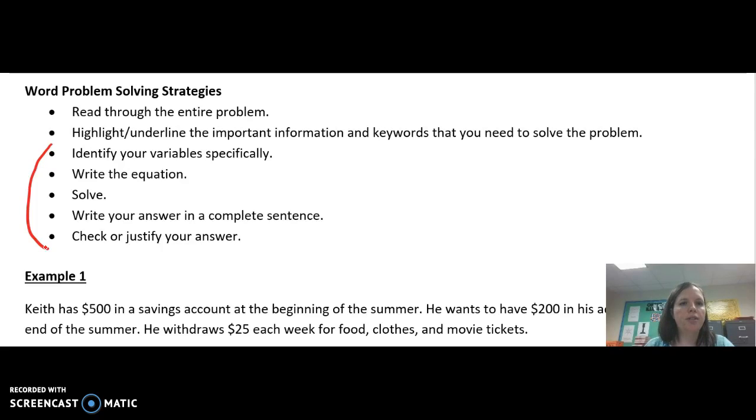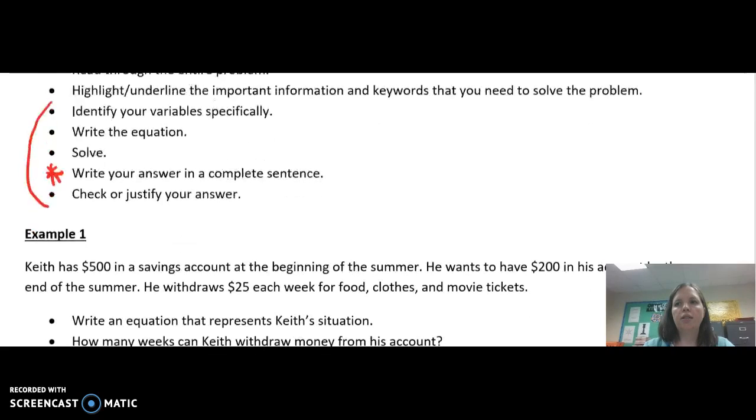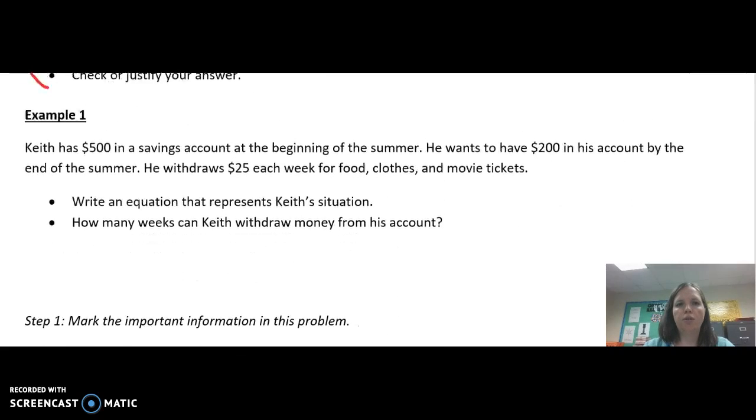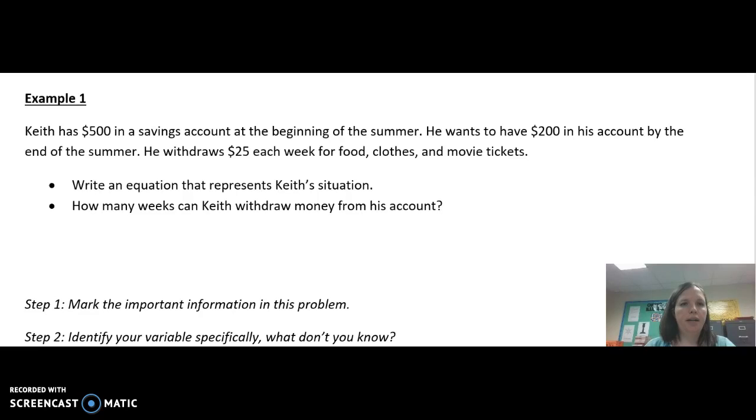Identifying the variable is going to be important. Different steps than most word problems you've done before. You're going to be writing equations, you're going to be solving the equations, and probably one that people forget, but I think is most important, is actually writing your answer and giving it some context. So let's go through a simple example, and then you guys are going to work through one with me in a second.